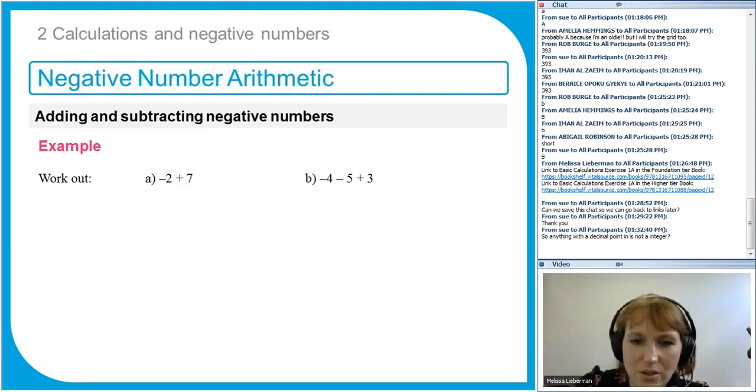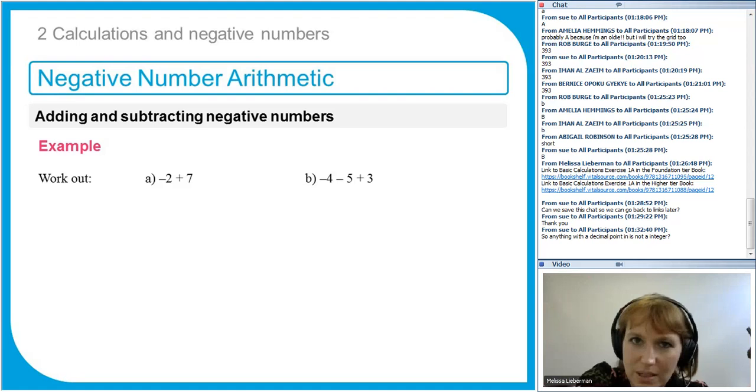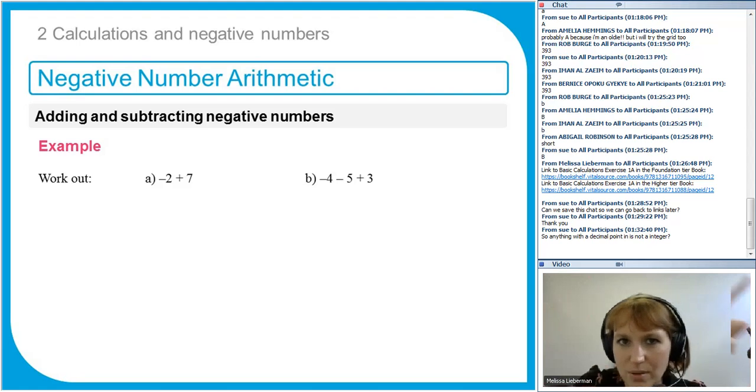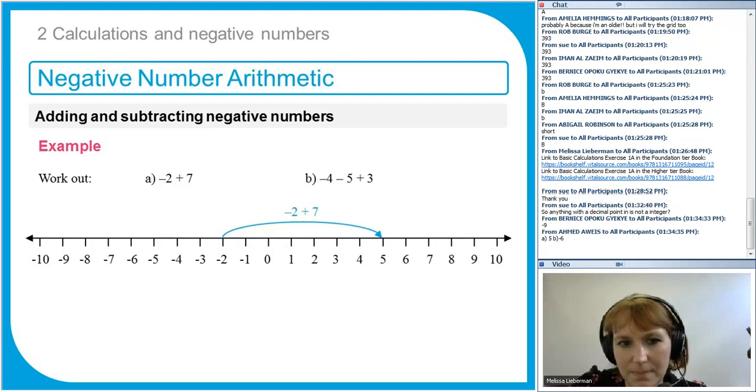So let's have a look at these on the number line though, so that we can see how they work out. And then part B, -4, subtract 5, so that means go down the number line 5 places, and then add 3, and then go back up again. So let's see what this looks like on a number line.